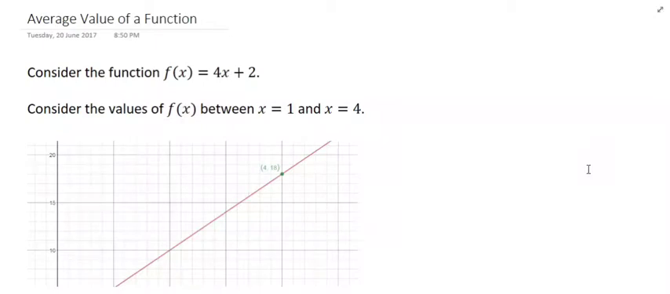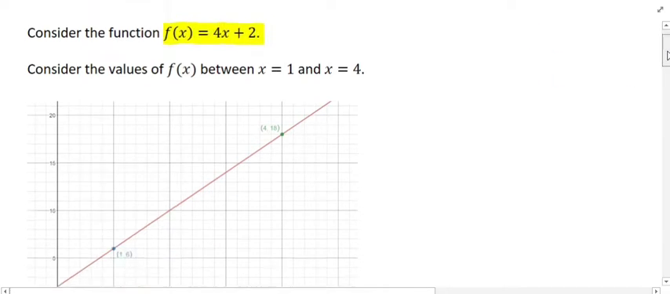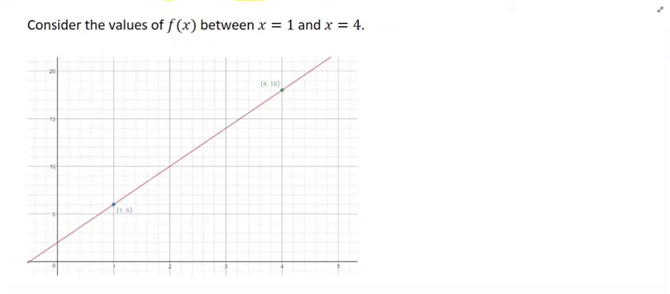Okay, we're going to look here at the concept of the average value of a function. And we're going to use the example function f(x) = 4x + 2 to explain what we mean by the average value of a function. Let's consider the values of f(x) or the graph of f(x) between x = 1 and x = 4.